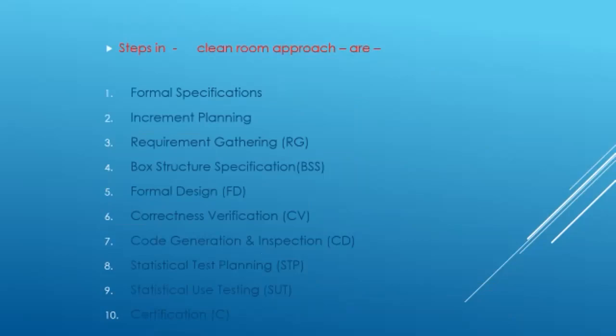These are the steps in the clean room approach: first, formal specification, second, increment planning, third, requirement gathering, fourth, box structure specifications, fifth, formal design, six, correctness verification, seven, code generation and inspection, eight, statistical test planning, number nine, statistical use testing, and the last one is certification.